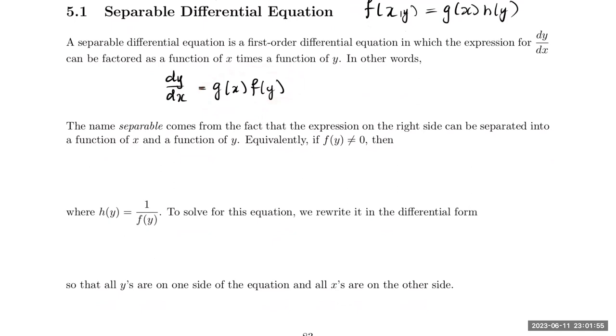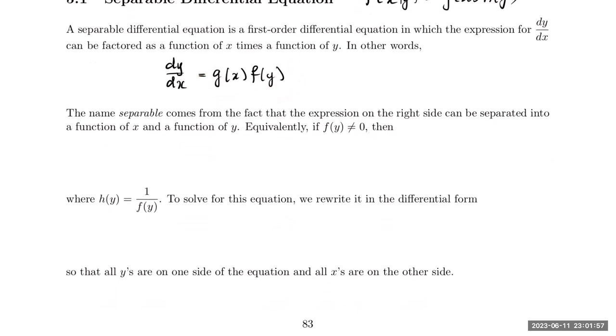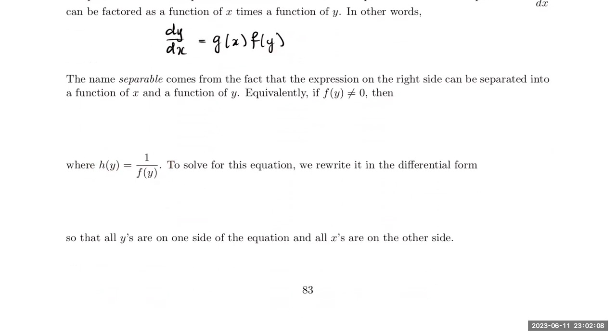So for another case now, if f of y does not equal 0, we're going to let h of y be 1 over f of y. Then that means dy over dx becomes g of x divided by h of y.